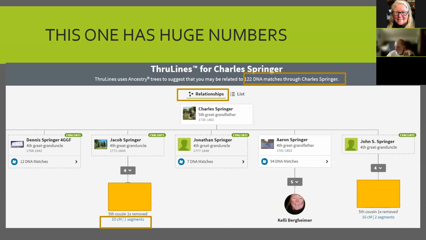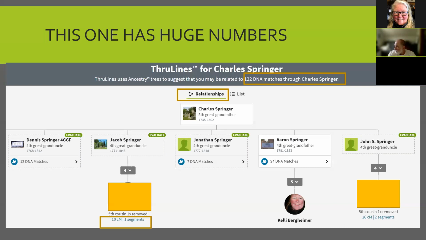If you look on the right with John S. Springer, you can see here that that is a fifth cousin once removed with 16 centimorgans, two segments. Again, I'm even less certain about that one, given that it's two segments and 16, but it is something to investigate.